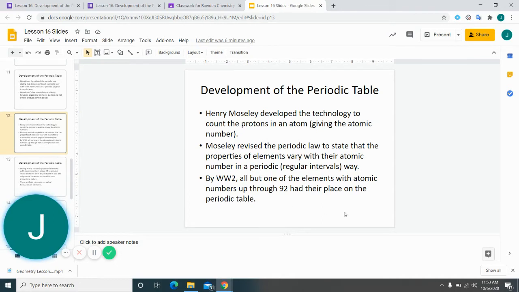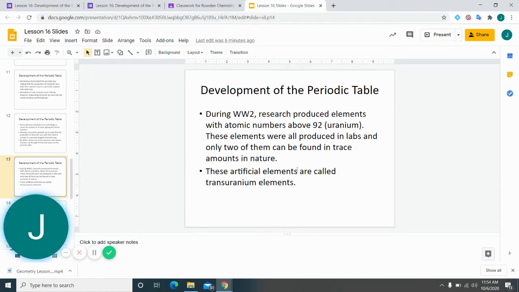By World War II, everything up to atomic number 92 had a place in the table. Then during World War II, while researching for the atomic bomb, we produced a bunch of elements in labs. There are 2 of them you can find small amounts in nature, but most of them were just developed in labs. We call them transuranium elements.